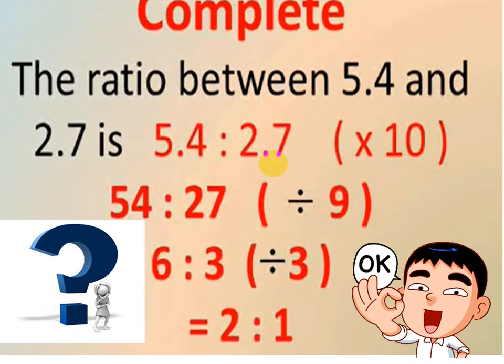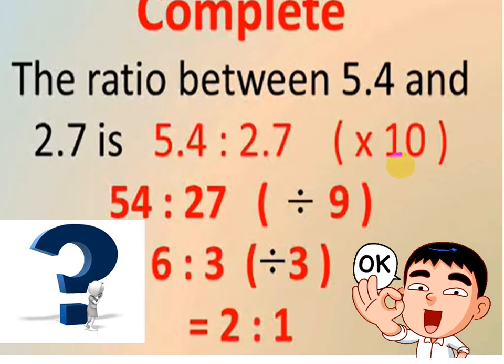5.4, the point is after one digit. 2.7, the point is after, yes, one digit. What will we do now? I think we will multiply the two numbers by 10. Very good. Why will we do that? 5.4 times 10, you will get 54.